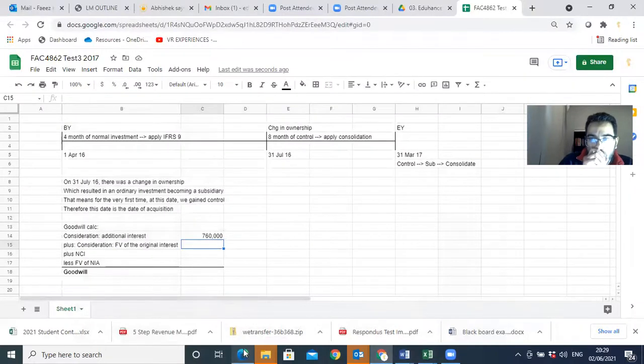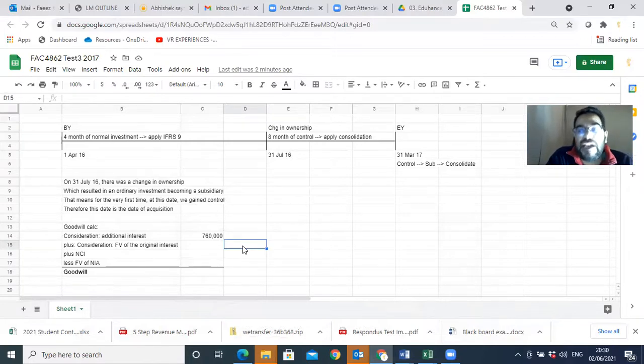You should see Google Sheets now again. Okay, so the way we will get it is as follows. Remember, we need the fair value of the 15%. They never gave us the fair value of the 15%. In some cases, they will give it to us. In some cases, they will give us the fair value of each share, and in that way you can work out the fair value of the 15% interest. But in this case, they never gave us the fair value of the 15% interest, nor did they give us the fair value of each share.